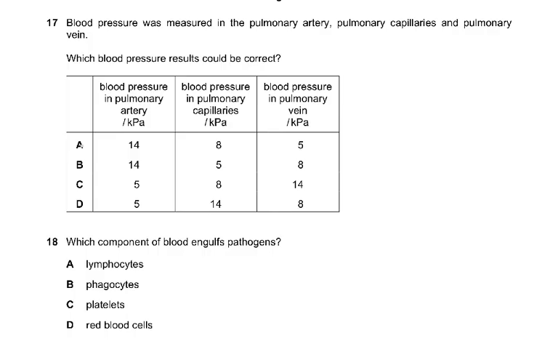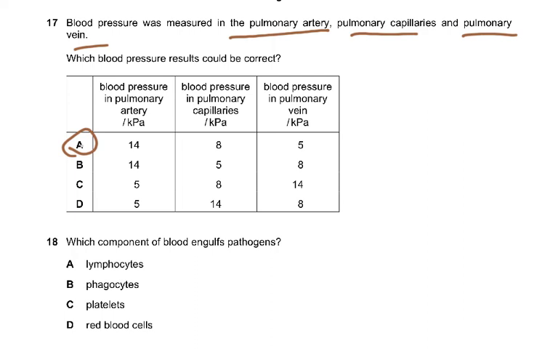Question number 17, blood pressure was measured in the pulmonary artery, pulmonary capillaries, and pulmonary vein. Which blood pressure results could be correct? So 1485. The answer is A. The reason is that blood pressure in the pulmonary artery is the most, in the capillaries it is less than that, and in the vein it is much less than that.